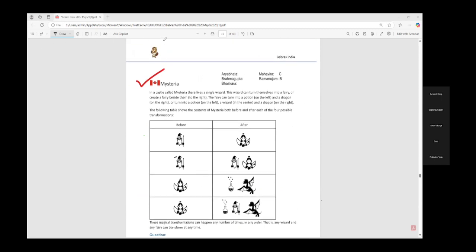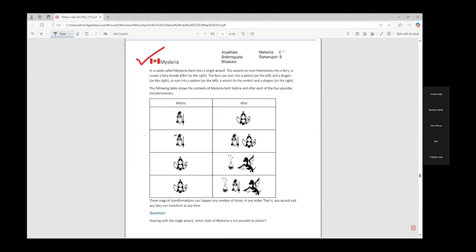Okay, I think this one is slightly harder, at least it says so over here. So in a castle called Mysteria, there lives a single wizard. This wizard can turn themselves into a fairy, or create a fairy beside them to the right. So a wizard becomes a wizard and a fairy to the right.